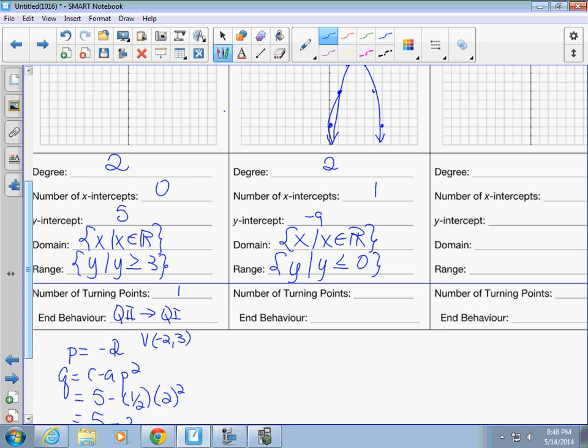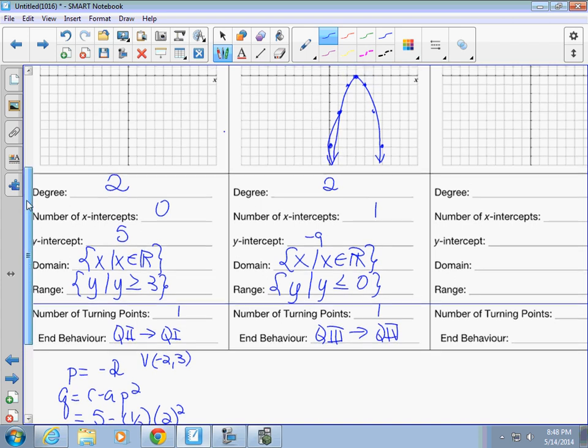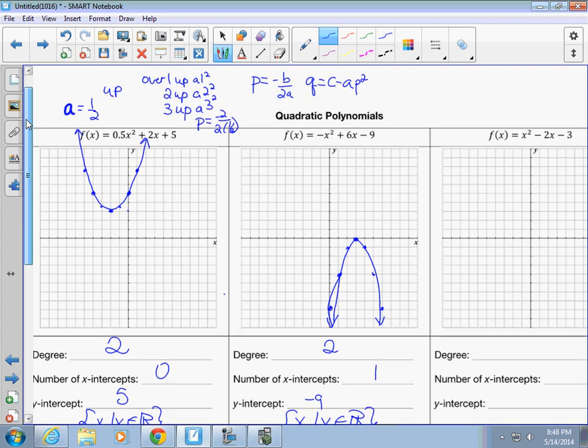Number of turning points was 1. End behavior, this graph would have started in quadrant 3 and ended in quadrant 4. So even though in my graph here I haven't drawn it very well, you can see that it would continue to go in that direction. I'm not sure why that blue line is there, but it's alright.